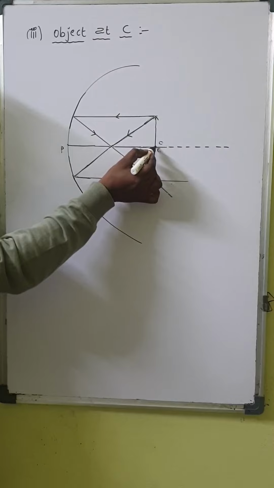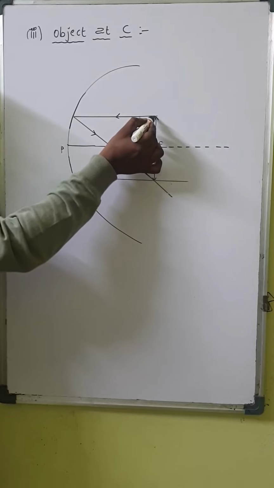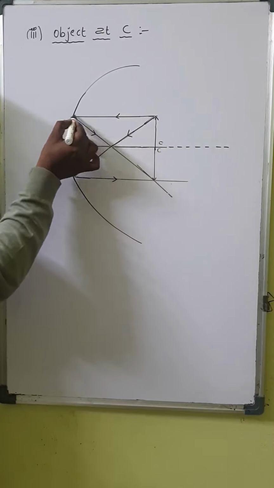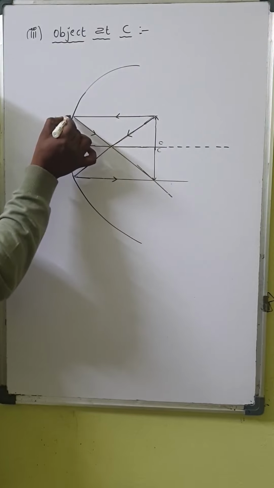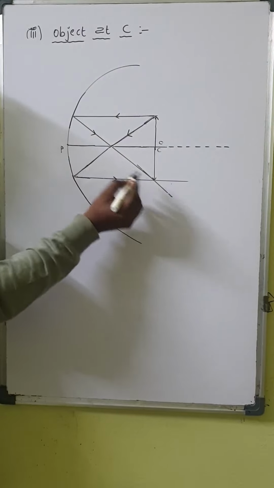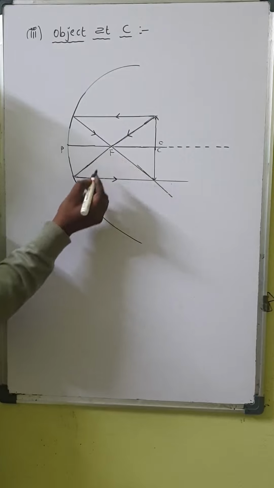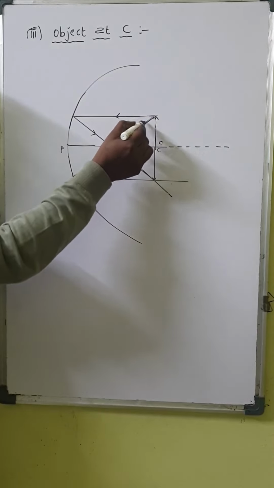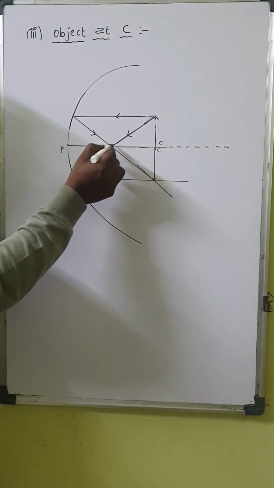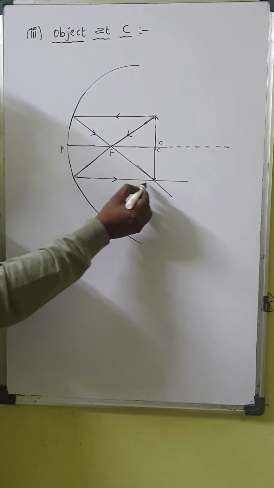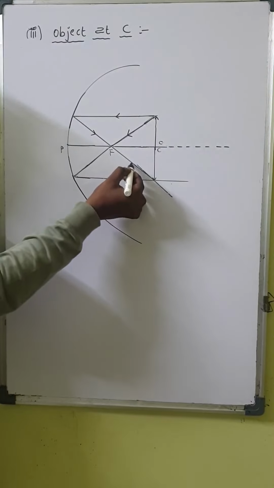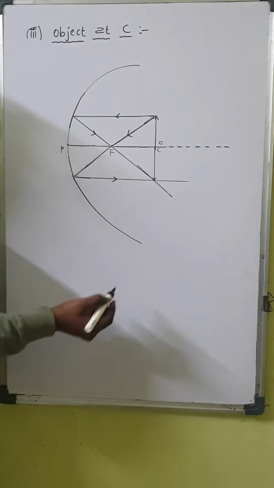When the object is placed at C, one light ray coming from tip of the object falls parallel to the principal axis, falls on the mirror, gets reflected, passes through focus. Another light ray coming from the tip of the object falls on the mirror, passing through focus, gets reflected parallel to principal axis. Now you can see both reflected rays are meeting at this point.